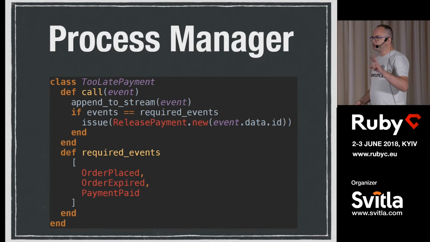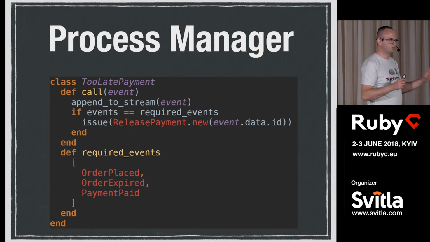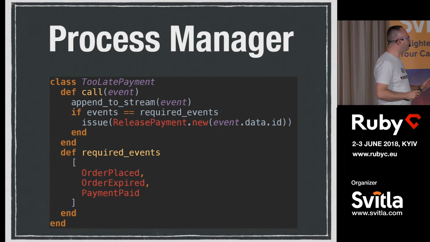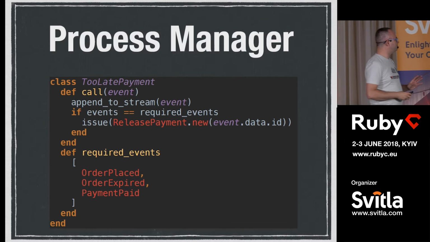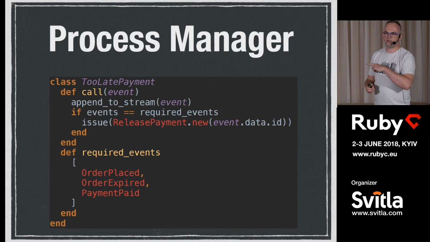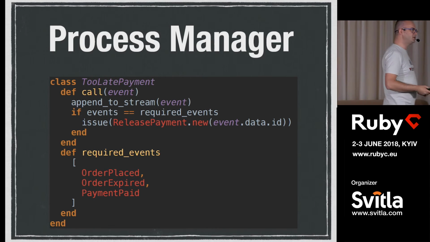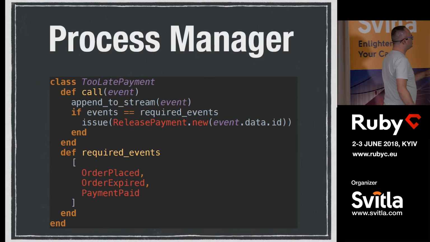Process managers. Two years ago, Robert Pankowecki from Arkency talked about sagas. Sagas and process managers are kind of the same thing, so I'm just showing one simple example. You can go back to the RubyC website from 2016. There is much more about sagas, because sagas are basically a unit of code which reacts to events.